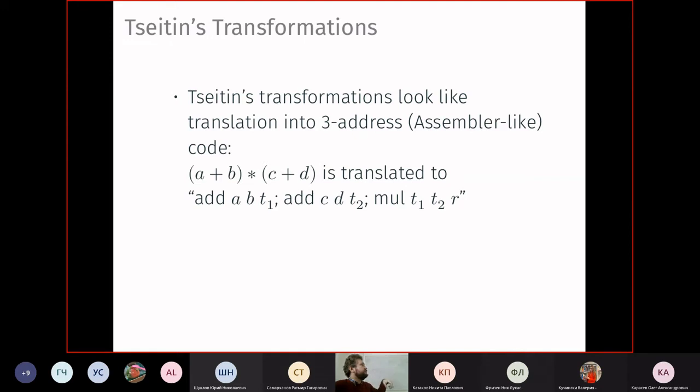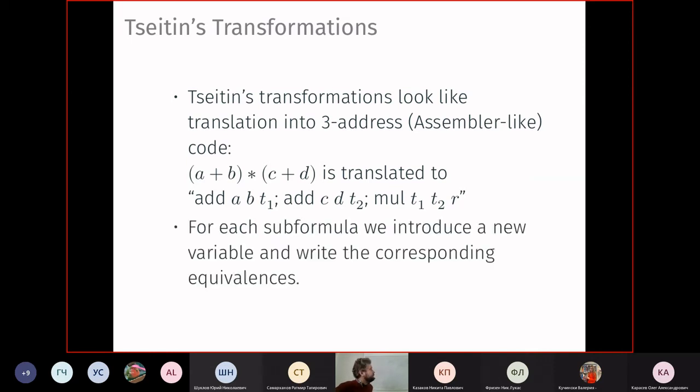Add A to B and put the result in T1. But T1 is an extra variable, an extra place to keep things. Then add C to D and keep it in T2. Then multiply T1 and T2, and this is R, which is the result. So this is the translation of the following formula. And we'll do the same for a Boolean formula.